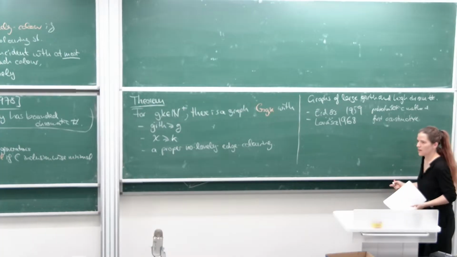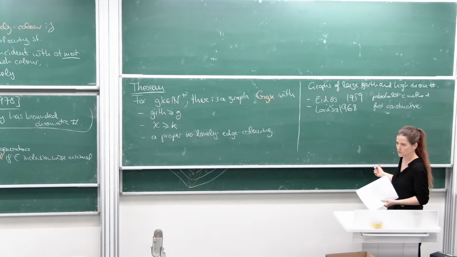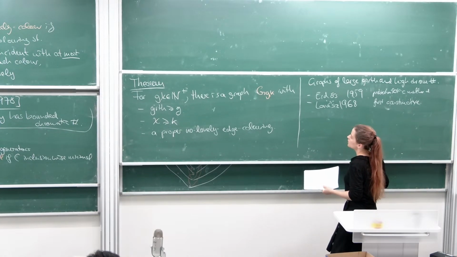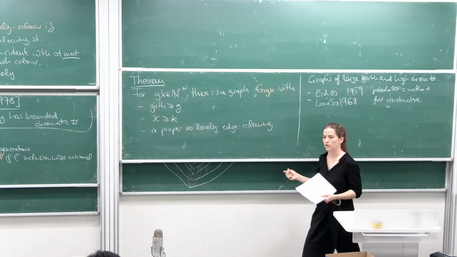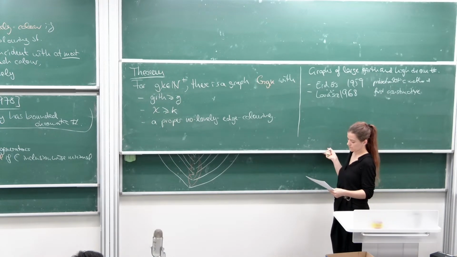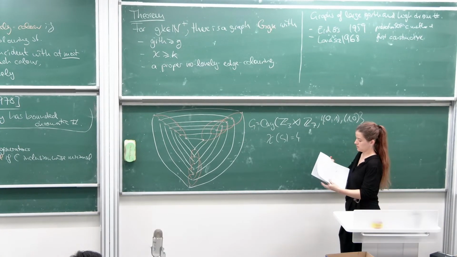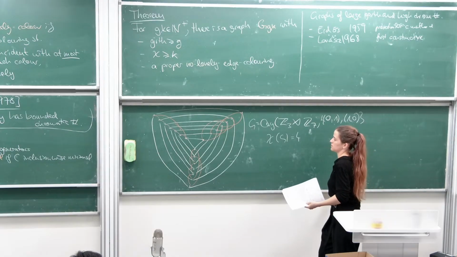And since then there have been a lot of constructions with a lot of different properties that people use for all kinds of different problems. And our construction for this graph class is also going to be explicit. And it's based on something called Tutte's construction.